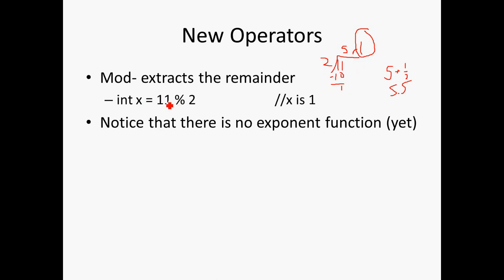So this term will be the number that's going to be divided by that term, and then it'll spit back out the remainder. And notice that there's no exponent function, so you can't do a to the b power, or how you would think of it as a caret b. You can't do that like you can in some other computer languages, but there will be a function. You will be exposed to that later on.